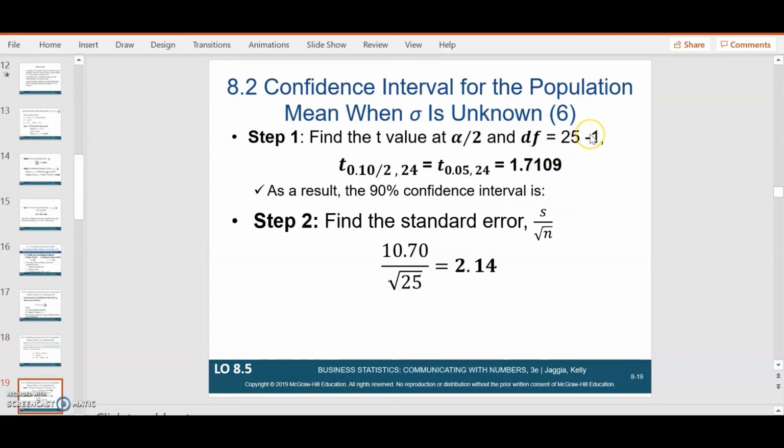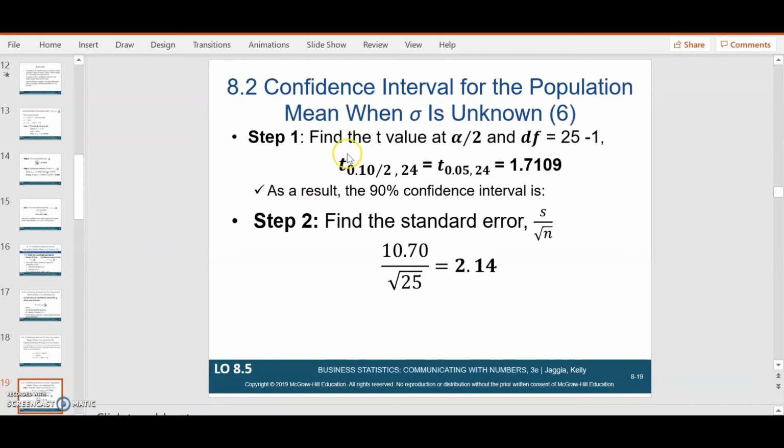While when we do know the population deviation, on the other hand, our degrees of freedom will become infinity. Because in that case, we have to use the z value, and the z value's degrees of freedom is equal to infinity. On the other hand, the degrees of freedom for the t value, since we don't know the population deviation, is equal to 25 minus 1, or n minus 1.